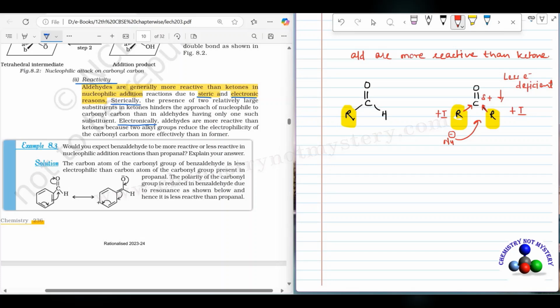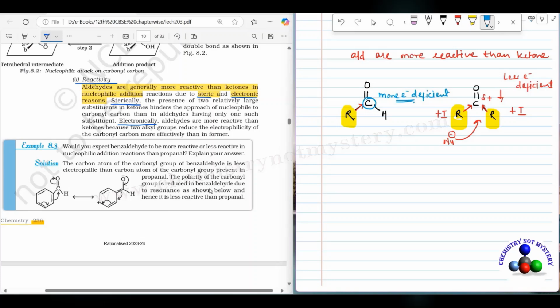While in case of aldehyde, there is only one alkyl group which donates electron density to the carbonyl carbon. So that's why the carbonyl carbon in aldehyde is more electron deficient. As the carbonyl carbon in aldehyde is more electron deficient, it will undergo faster nucleophilic addition reaction as compared to ketone. Now come to example 8.3.